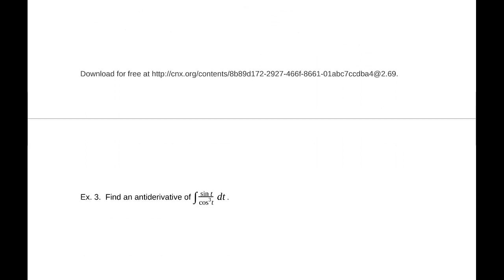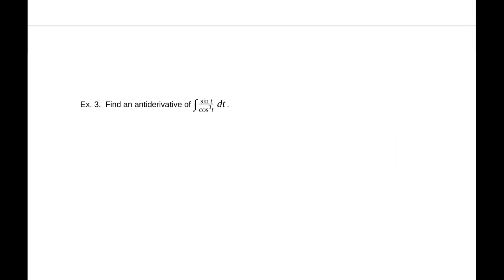Example 3. Find an antiderivative of sine t over cosine cubed t. My inside function here is going to be cosine because I have that cosine cubed. Now we know that sine and cosine are derivatives of each other, disregarding a constant there. So it really might seem like you might want to choose sine. But we have to be careful because this cosine is cubed, so we want to choose it as our inside function.